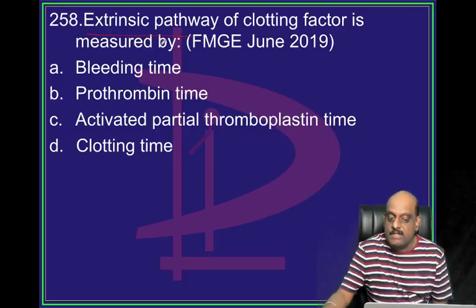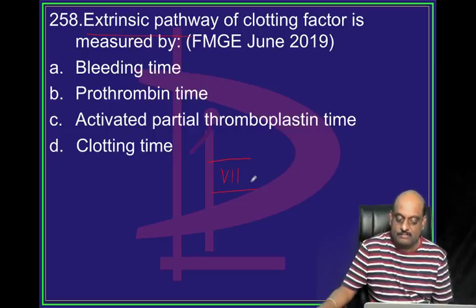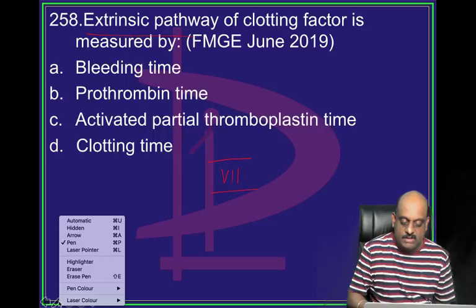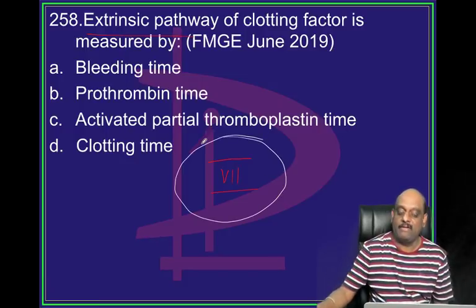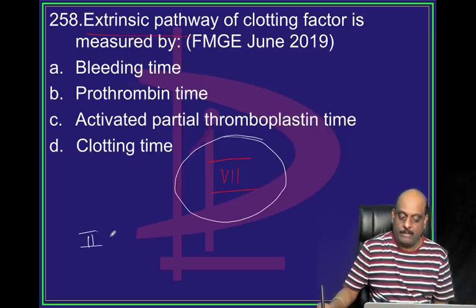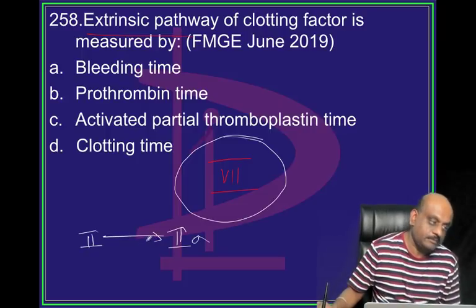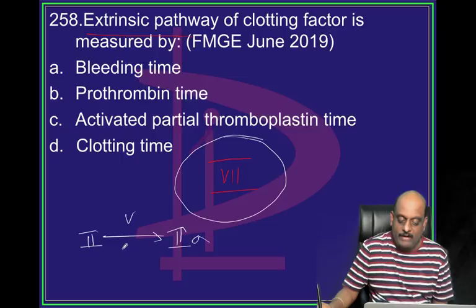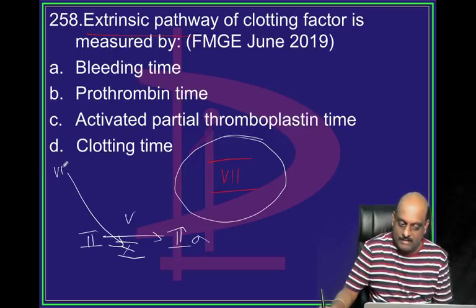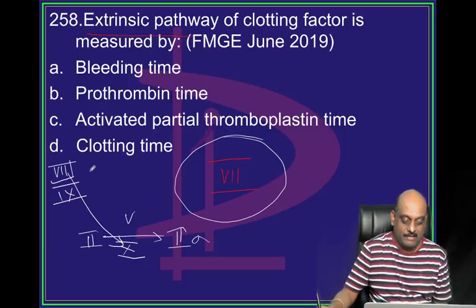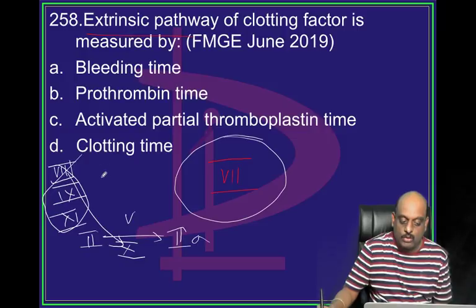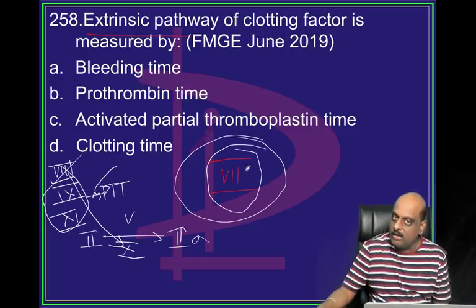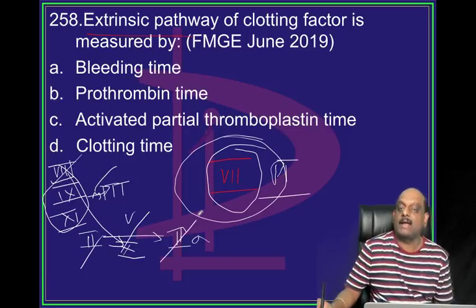Extrinsic pathway. You know that factor 7 has a different route. It is called the extrinsic pathway factor. Factor 2 becomes prothrombin, becomes 2A, activated 2, that is thrombin. For that you require 5 and 10. For the formation of 10 you require 8, 9, then 11, etc. So they are all APTT, intrinsic pathway. 7 is called PT, extrinsic pathway. 2, 5, 10 come under the common pathway.